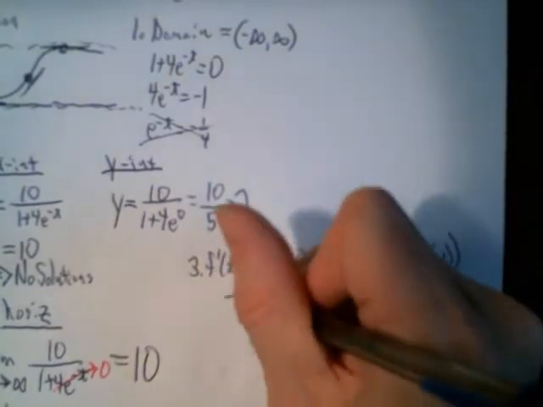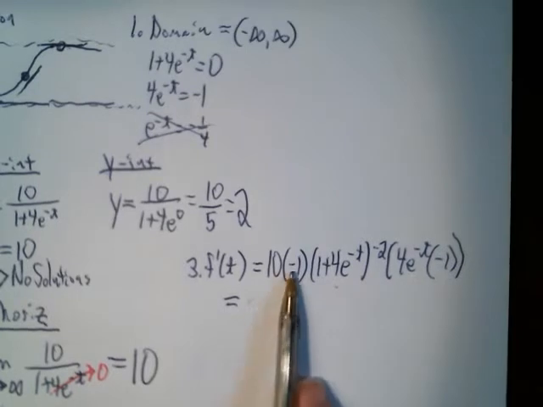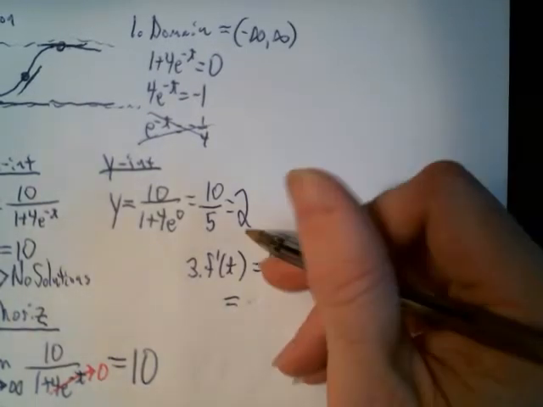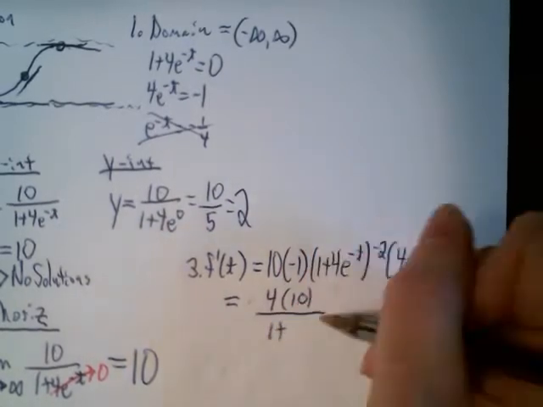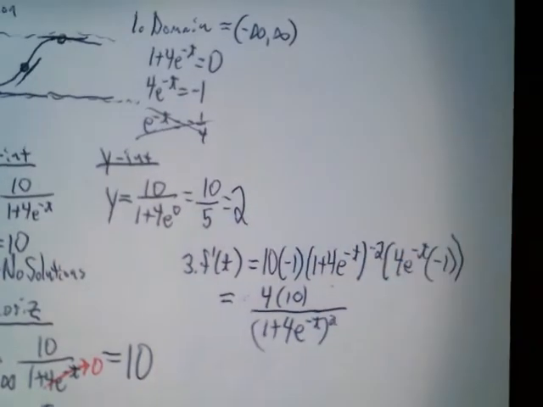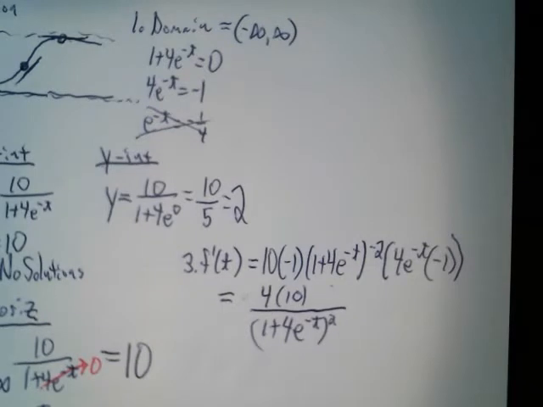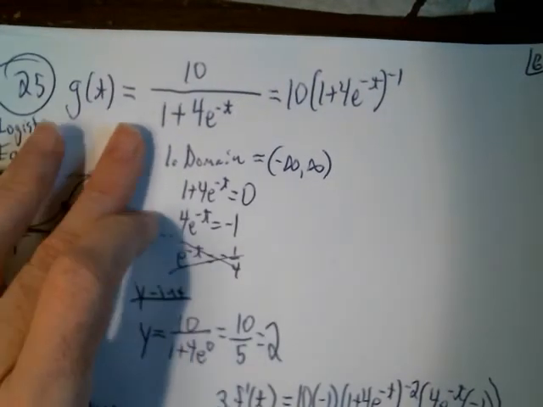Let's clean it up so it looks pretty. We have negative times a negative is positive, and then we have 4 times 10. So 4 times 10 all over 1 plus 4e to the negative t squared. And I wrote it like this because in the next step we're going to see that the second derivative has pieces of the first derivative in it. And likewise, the first derivative has sort of bits and pieces of the original function in it.